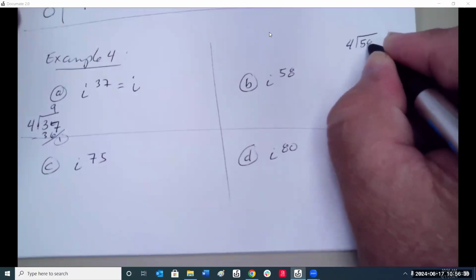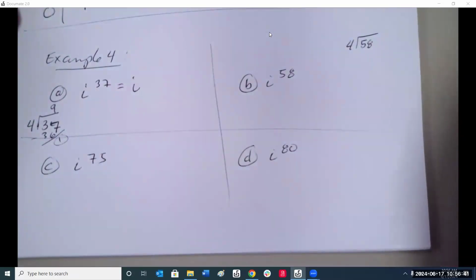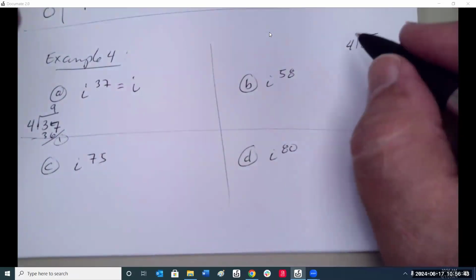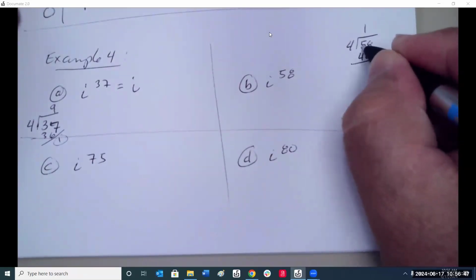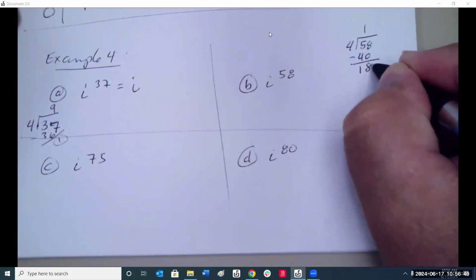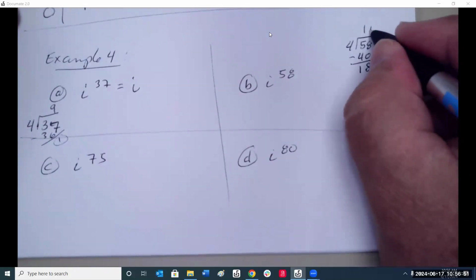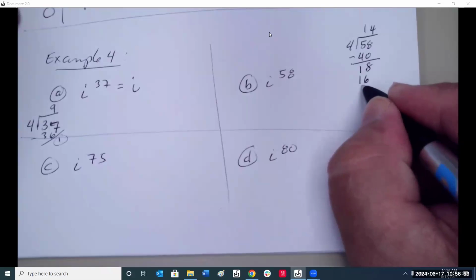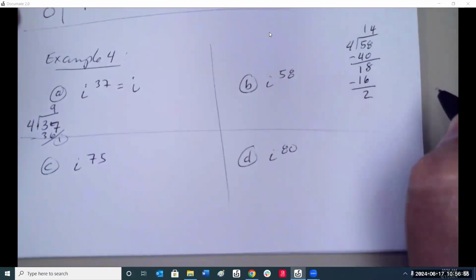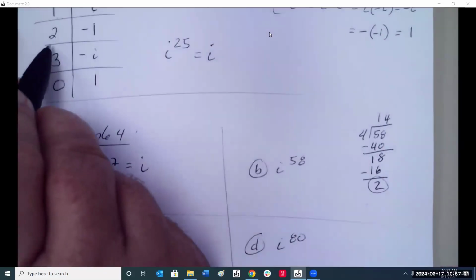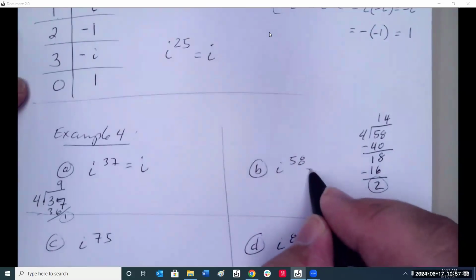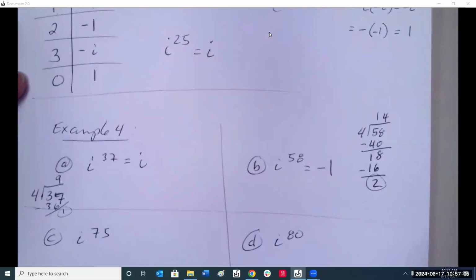4 goes into 58. 4 goes into 5 once, which leaves us 18. 4 goes into 18 4 times. So the remainder is 2. Since the remainder is 2, the answer is negative 1.